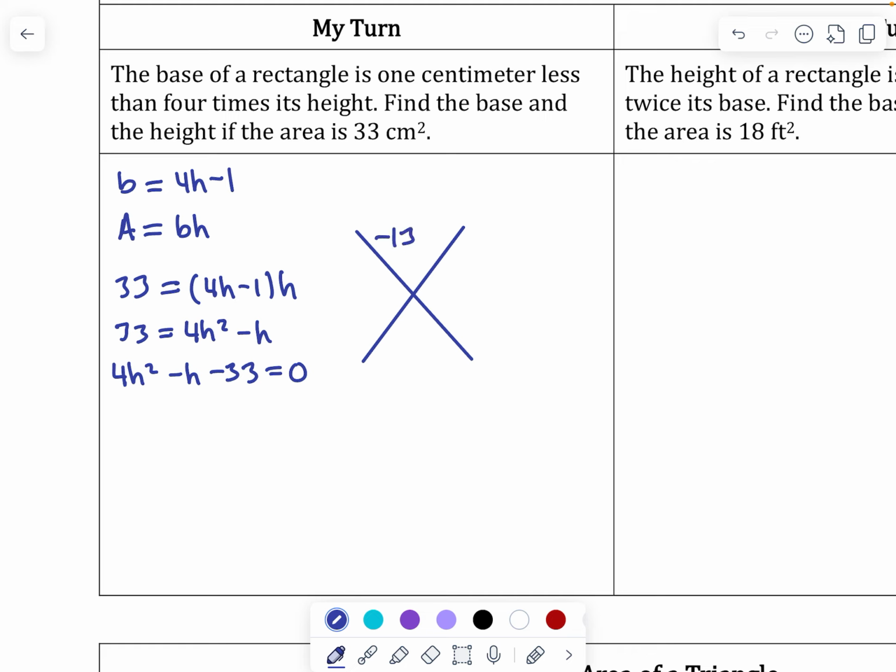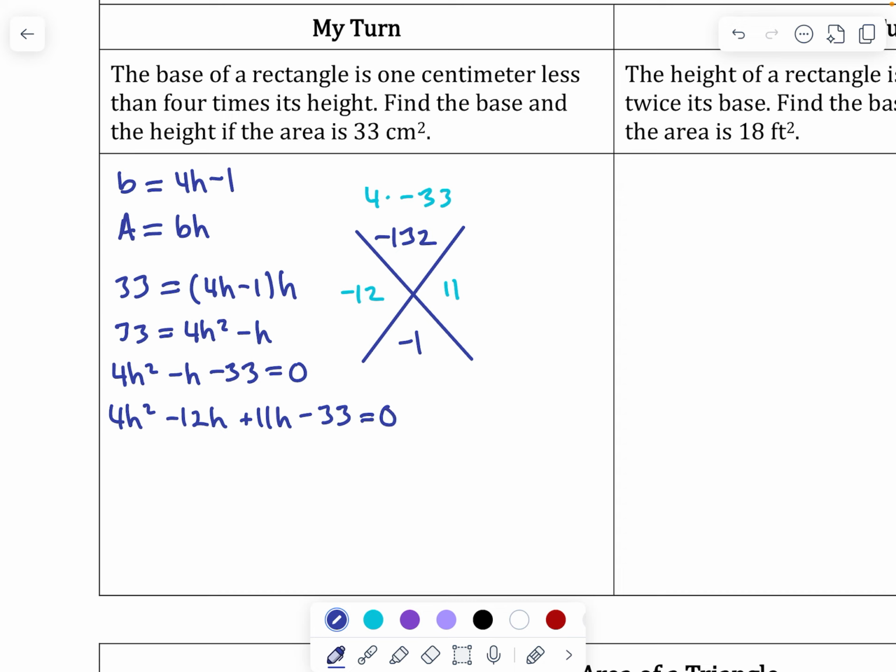The top number here is negative 132. The bottom is negative 1. The negative 132 came from 4 times negative 33, right? The leading coefficient times the constant. I need two numbers whose product is negative 132 and whose sum is negative 1. That is going to give me negative 12 and 11. So the process here, I'm going to split this up into a negative 12h plus 11h minus 33.